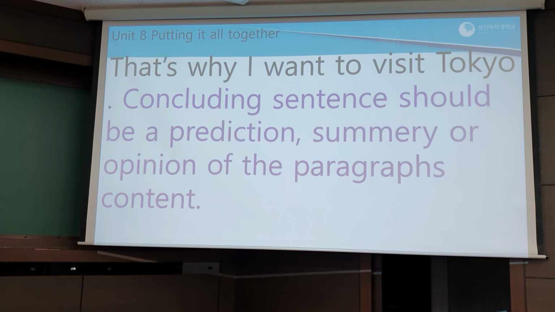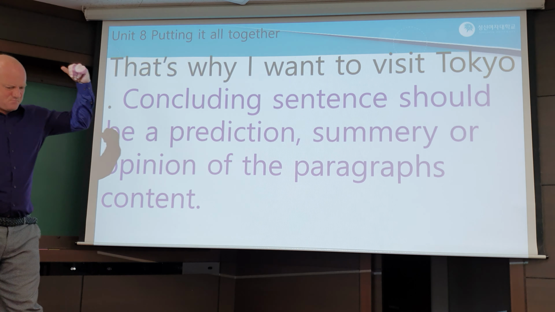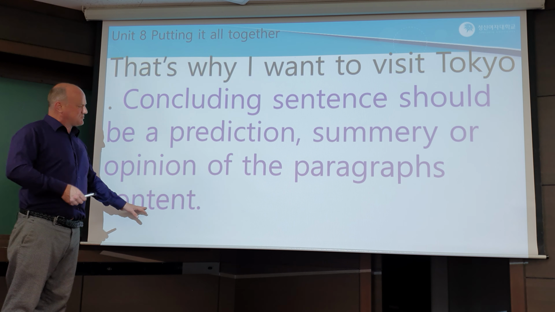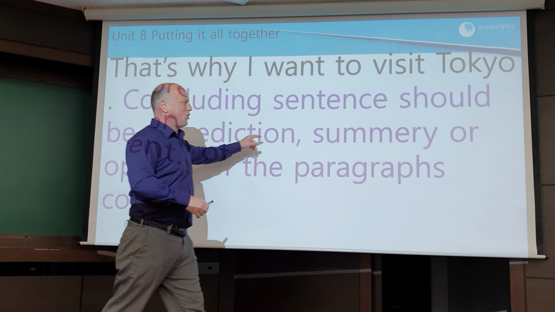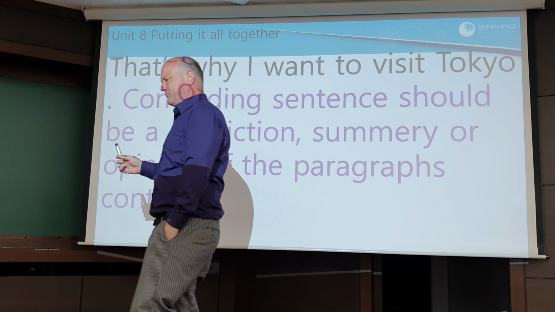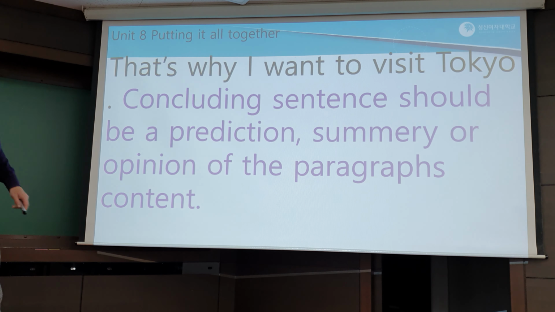Okay, so as you know, the concluding sentence should be a prediction, a summary, or an opinion of the paragraph's content. And this is neither. We were talking about Jeju, not Tokyo. So it has to be related to the paragraph. Nobody was talking about Tokyo. So the concluding sentence should be a prediction, summary, or opinion of the paragraph's contents. So that's not allowed.